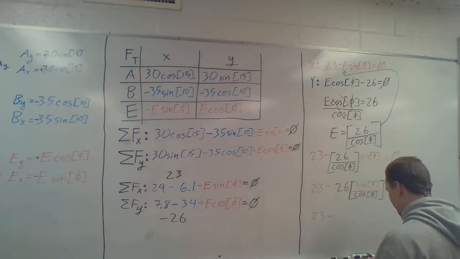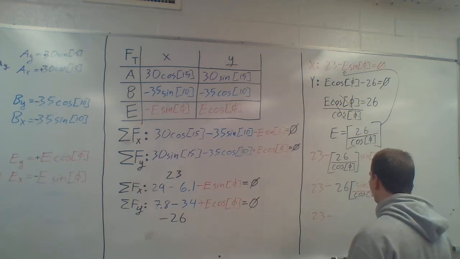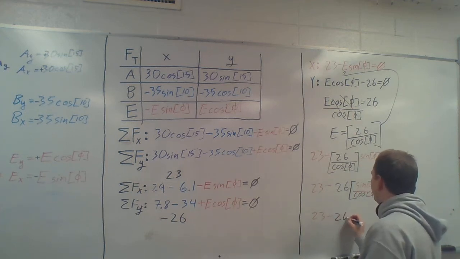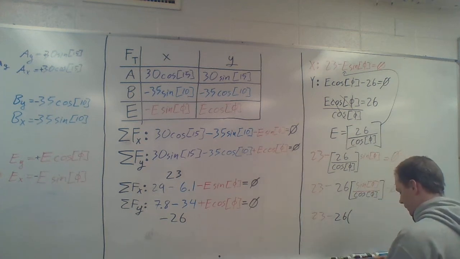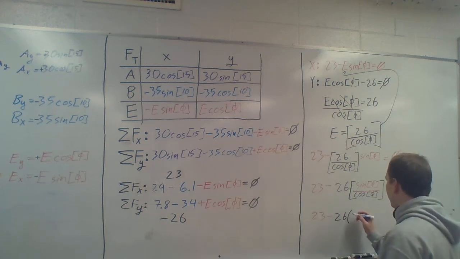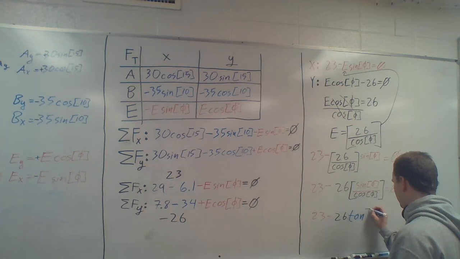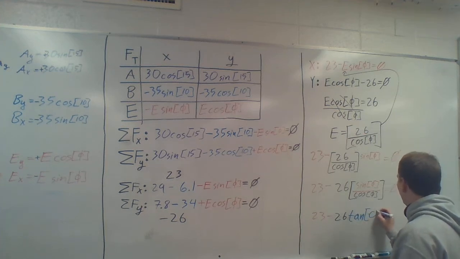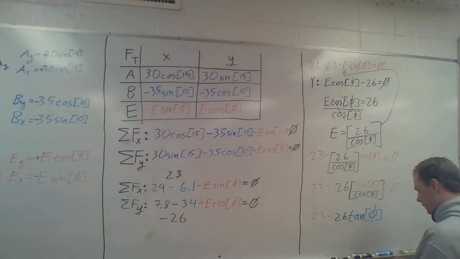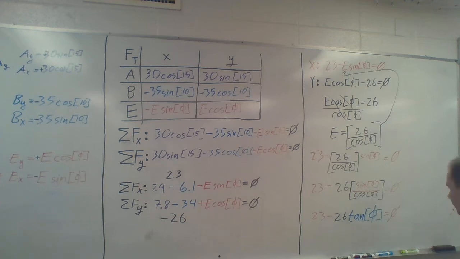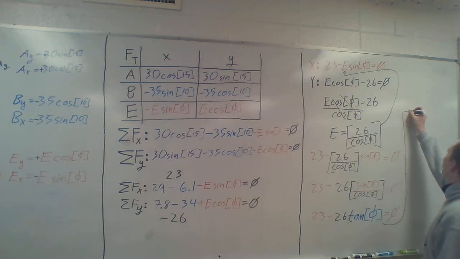23 minus 26 times, actually I don't need the parenthesis anymore, the tangent of phi equals 0. Then we just have to solve this for phi, and I'm going to switch to just using one color here for this, and I'm going to go to here.